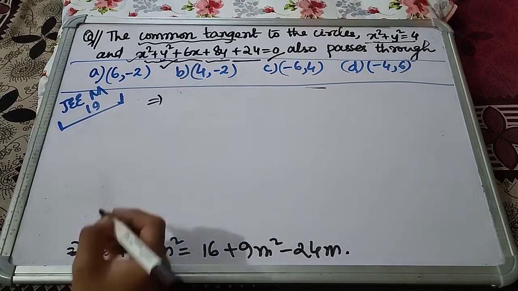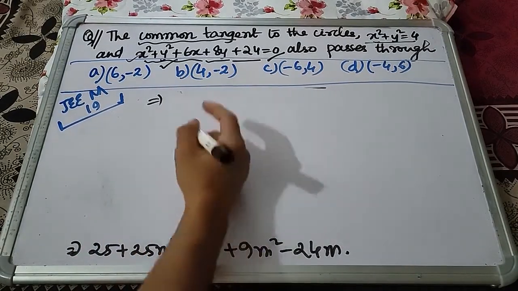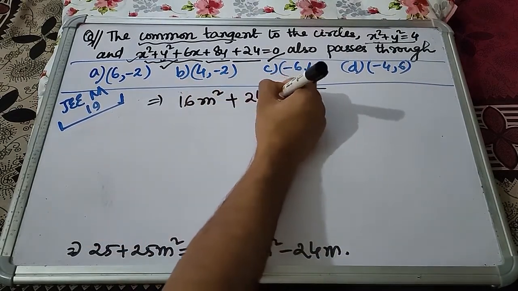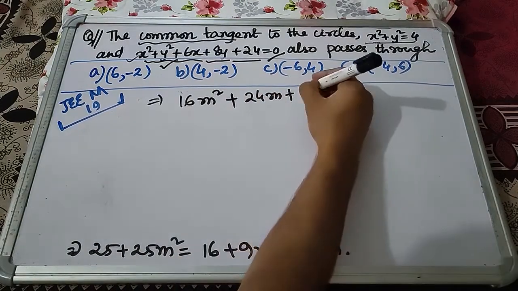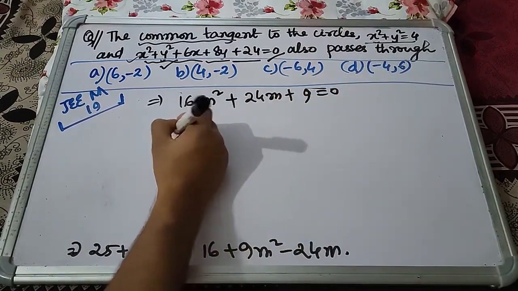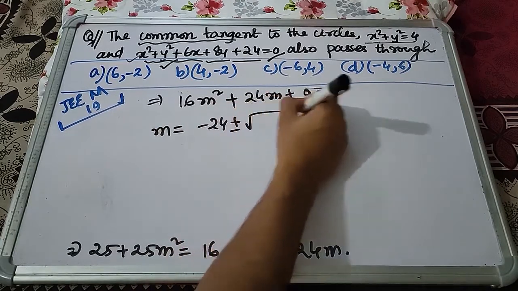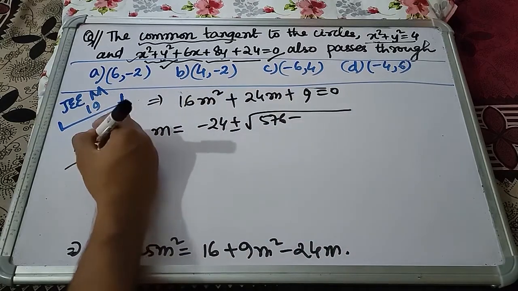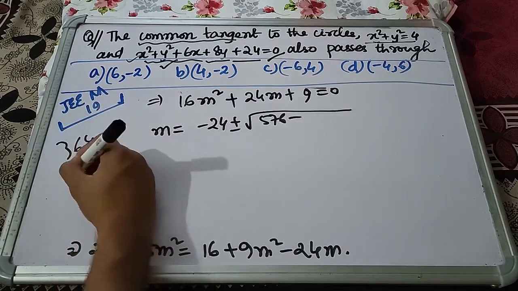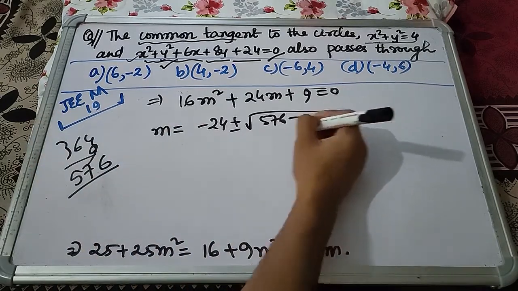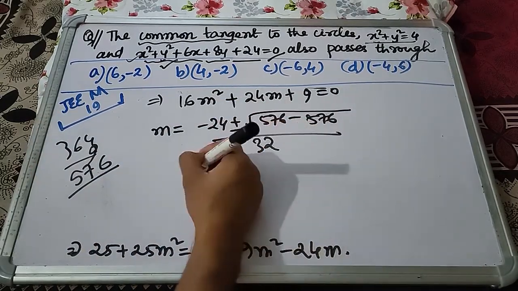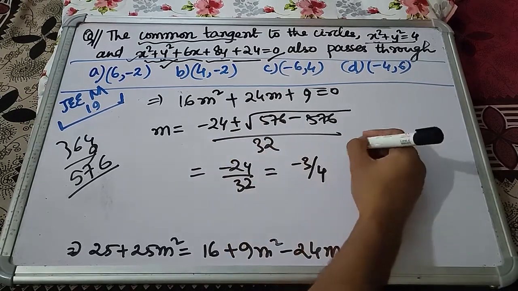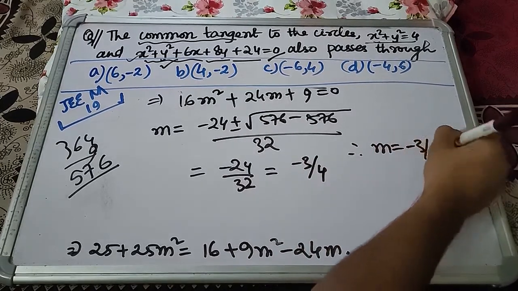If you solve this, this becomes 25 minus 9, 16m square plus 24m plus 25 minus 16 is 9. Therefore, solve the value of m. m equals minus 24 plus minus root under 24 whole square, 576, minus 64 into 9. 9 4s are 36, 3, 9 6s are 54 and 3 is 57, 576 by 2a, that is 32. So this is minus 24 by 32 or minus 3 by 4. Therefore, m equals minus 3 by 4.